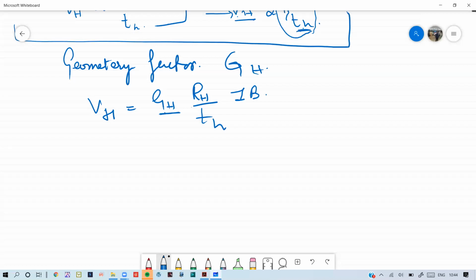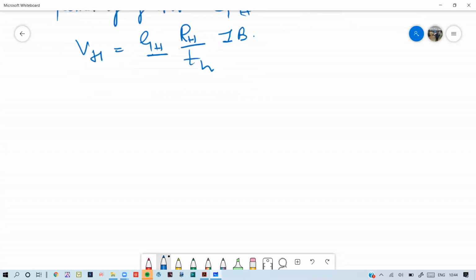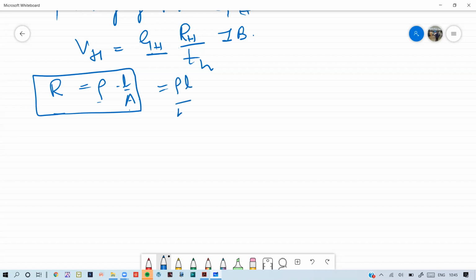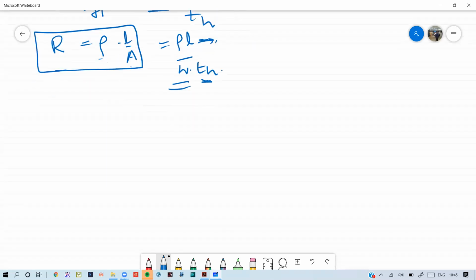And for a rectangular Hall element, you calculate R is equal to rho into L by A. So this is where the change in geometry leads. The current will change, that is, L and A will change. So it is rho L divided by W into EH. And you know the symbols: this is the width, this is the thickness, this is the length of the material of this sample. And similarly for different configurations, you have different dimensions.